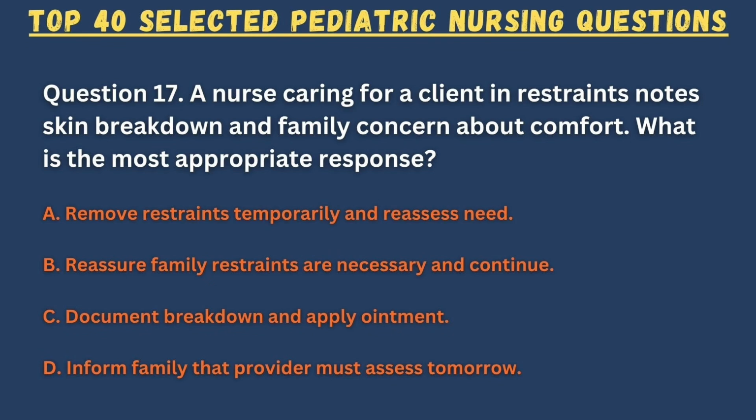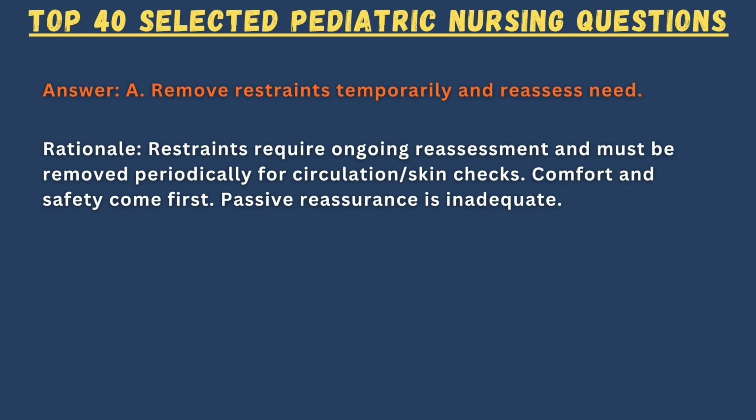Question 17. A nurse caring for a client in restraints notes skin breakdown and family concern about comfort. What is the most appropriate response? A. Remove restraints temporarily and reassess need. B. Reassure family restraints are necessary and continue. C. Document breakdown and apply ointment. D. Inform family that provider must assess tomorrow. Answer. A. Remove restraints temporarily and reassess need.